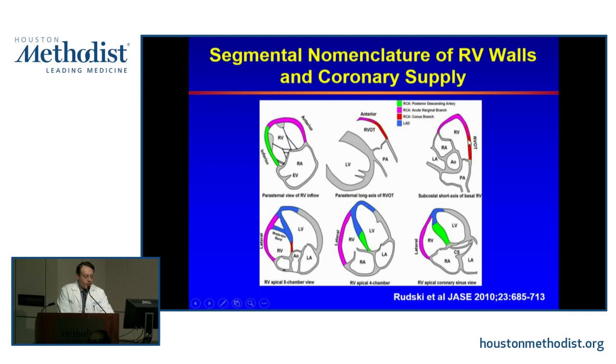Then there is the conus branch that supplies the infundibulum. In about 30% of cases, it has a separate ostium from the RCA. For those who do cath, I don't know how frequently it is to get in that artery, but it's a very small artery, and if you inject in it enough, you can trigger ventricular arrhythmias, bad arrhythmias. Okay.